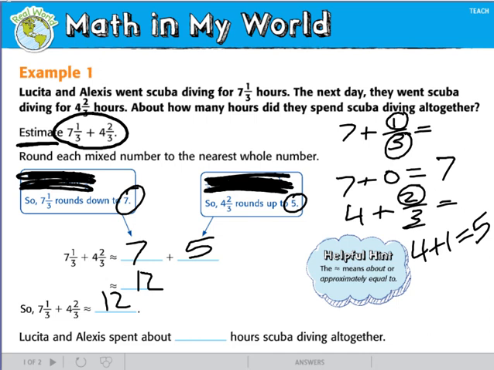I can actually tell you that if you did this, it would be exactly 12. Because 1/3 plus 2/3 is 3/3. 7 plus 4 is 11. 3/3 is 12. So they spent about 12 hours. They should have used a better problem for that, but oh well.